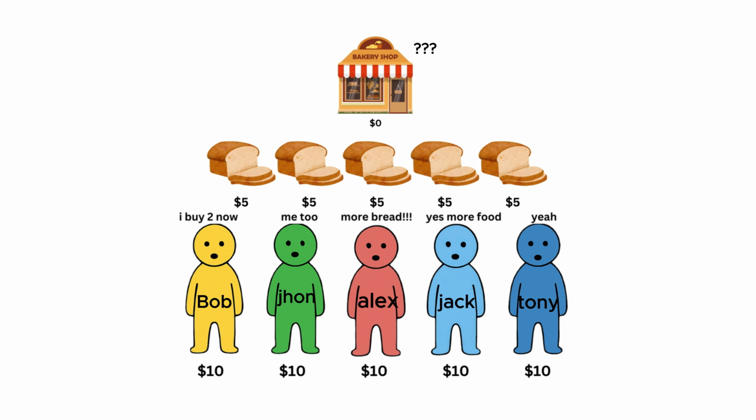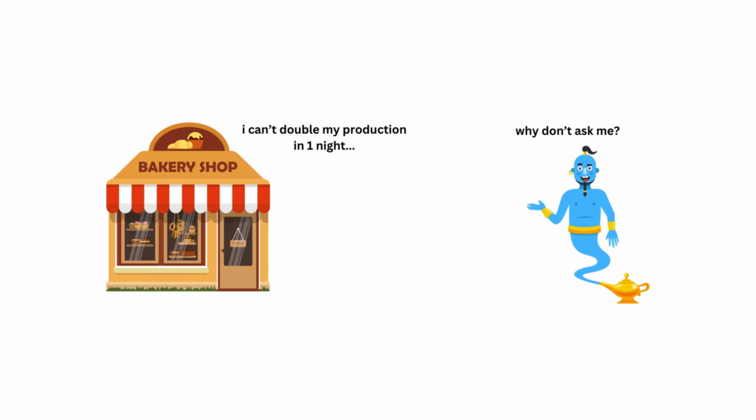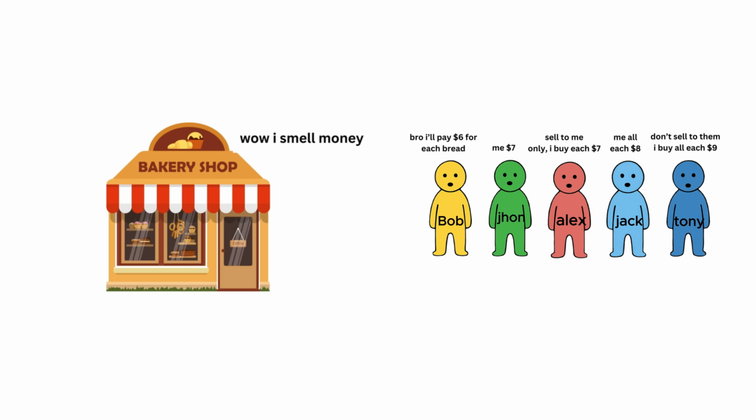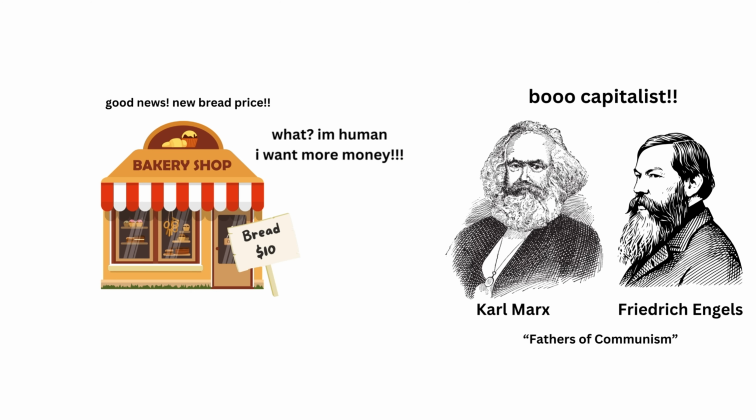With everyone each having $10, they want to buy 2 loaves of bread instead of 1. However, there are still only 5 loaves of bread, and the bakery can't produce more bread instantly. The bakery sees that people are competing to buy the bread and thinks, people can afford to pay more, so let's raise the price to make more profit. So, they just raise the price from $5 to $10 per loaf of bread. And it's just normal human nature to want more profit.